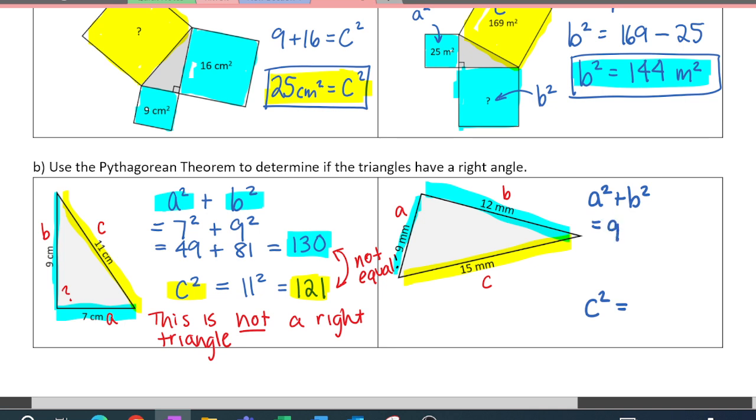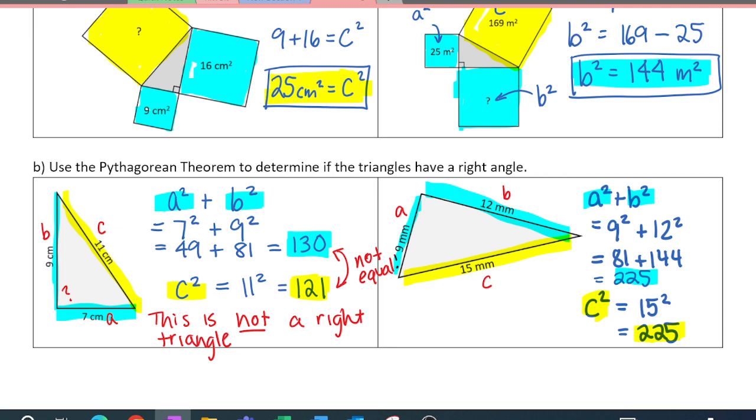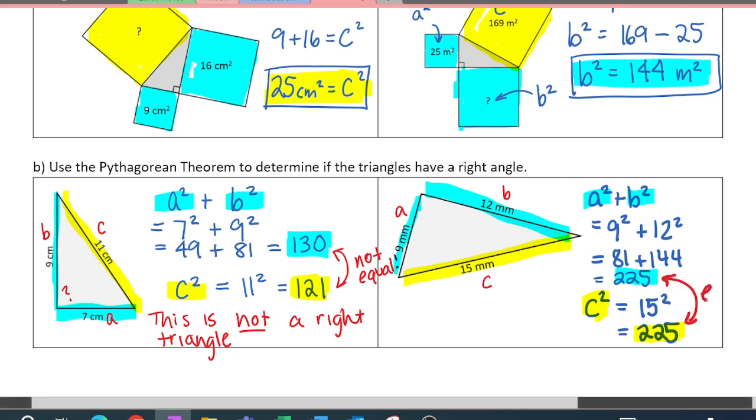So a squared plus b squared would be 9 squared plus 12 squared. So 9 times 9 is 81. 12 times 12 is 144. Just going to color them in. And 81 plus 144 happens to be 225. Okay, so that's a squared plus b squared. Let's see if it's equal to c squared. So c squared, I'm looking at the yellow side, the longest side, and it's going to be 15 squared. So 15 times 15 is 225. So here we see that a squared plus b squared does in fact equal c squared. So that means this is a right triangle.